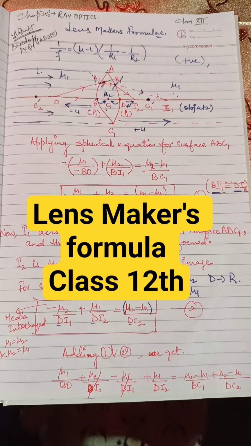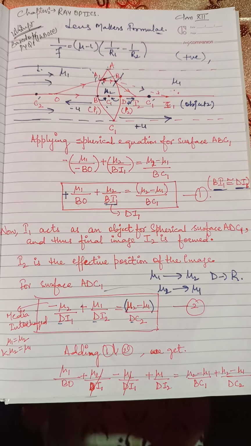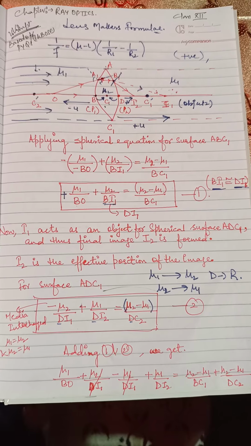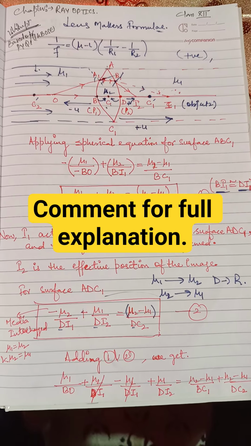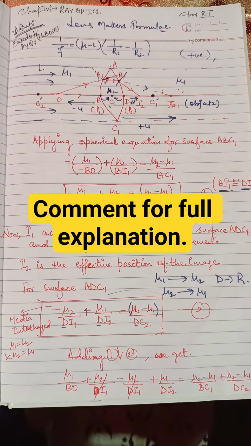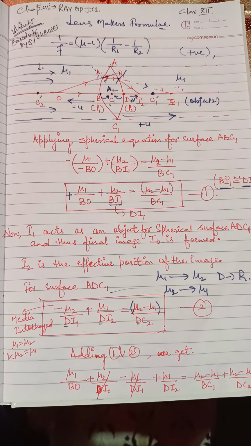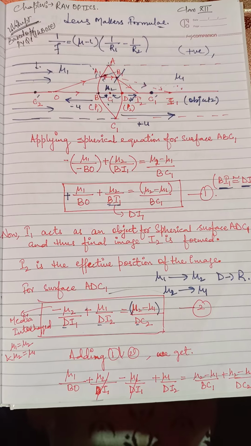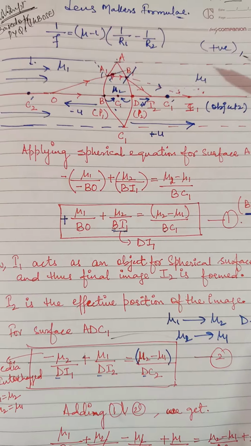Evening everyone. Today I am here with a very important topic of class 12th from the chapter Ray Optics of Physics, and the topic's name is Lensmaker's formula. This is very important as I have written on the top as well that it has been asked various times in JK by the JK board in previous years. So let us start the topic.